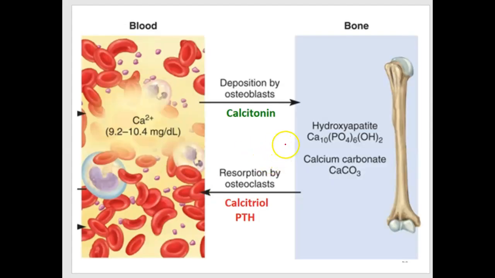So here's another summary. For bone deposition, osteoblasts do that, and calcitonin probably stimulates the osteoblasts. For bone resorption, osteoclasts perform that, and these are the hormones that would facilitate that activity, calcitriol and parathyroid hormone. So we're going to look at each hormone individually.